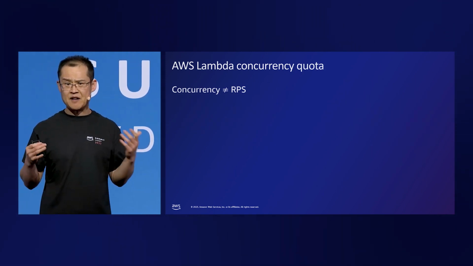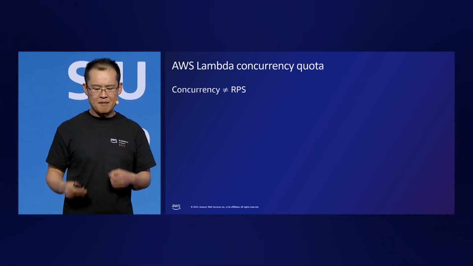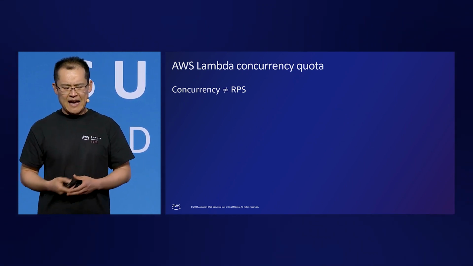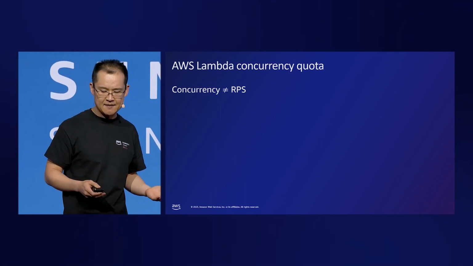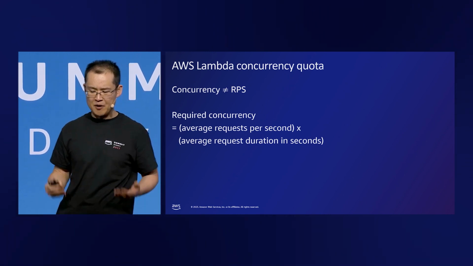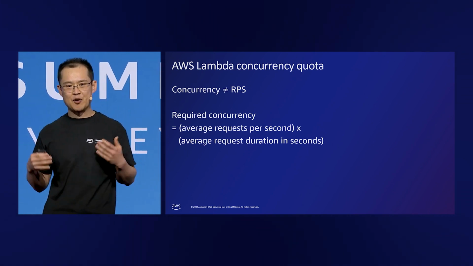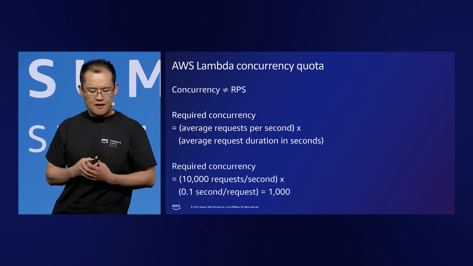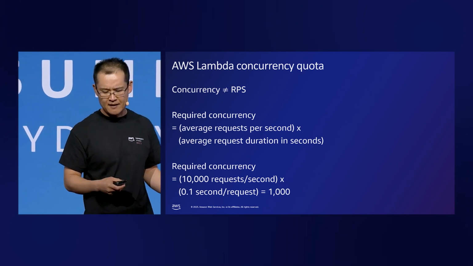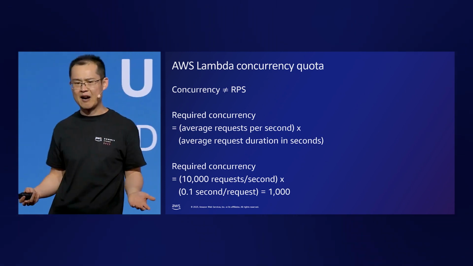Lambda concurrency is different from the requests per second. Remember, a Lambda execution environment can be reused multiple times within the same second right after the previous request finishes. And to calculate the Lambda concurrency your application needs, a practical formula is that your concurrency will equal the average requests per second multiplied by the average request duration in seconds. For example, if your application is processing 10,000 requests per second at its peak, and each request takes around 100 milliseconds on average to complete, your required concurrency will be 1,000.